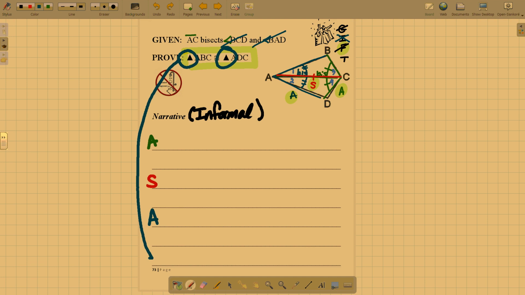The final concluding sentence here is going to be something like this. Finally, triangle ABC is congruent to triangle ADC because of angle, side, angle.